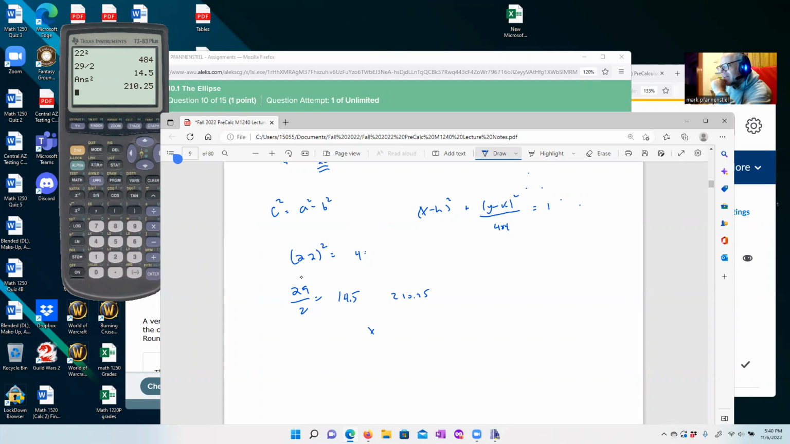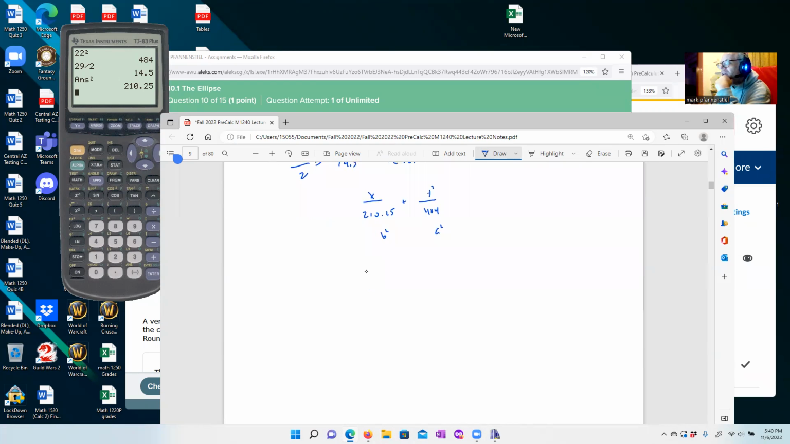So we're going to have x squared over 210.25 plus y squared over 484. Now I have my a squared and my b squared, and we still have to figure out the focus. c squared is equal to a squared minus b squared, so we have 484 minus 210.25, and that's going to be our c squared. Let's go ahead and do that.